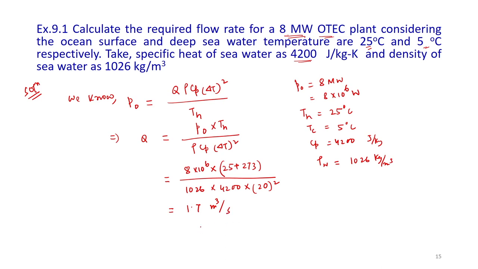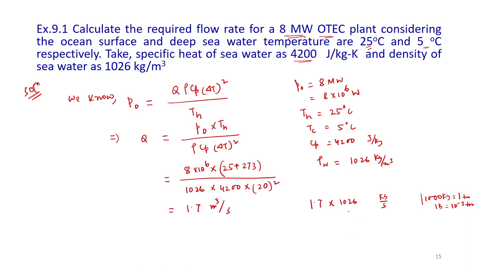So, if we have to convert to some other units, then we can do it. Say, for example, if we are interested in converting to tons per hour, then how do we convert it? First, we take 1.7 and multiply it with the density, 1026, then what we get is kg per second. Then we know 1000 kg is 1 ton, and then 1 kg will be 10 to the power of minus 3 tons.